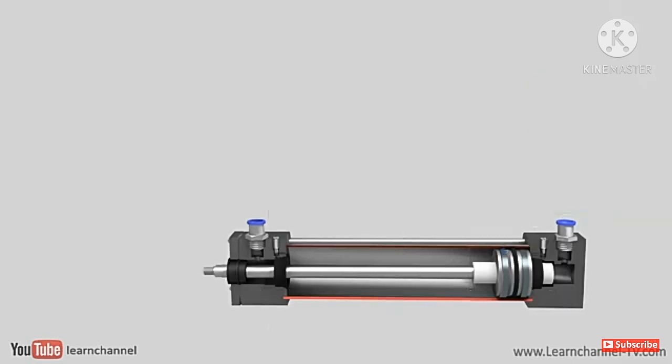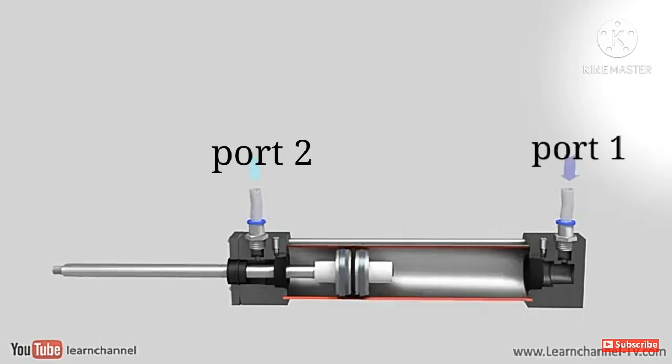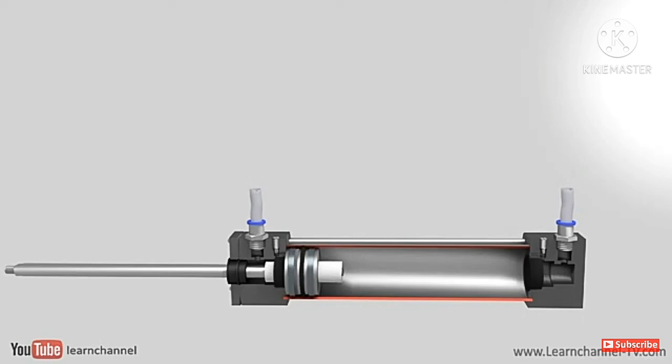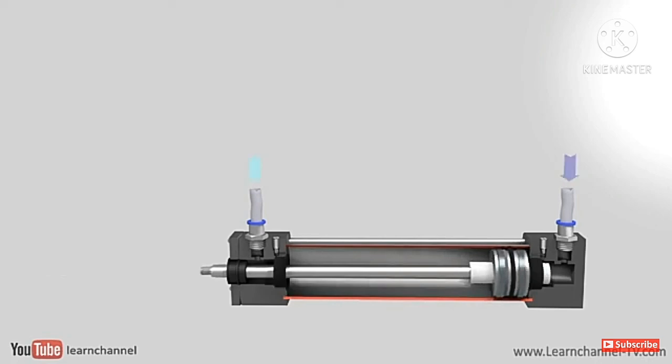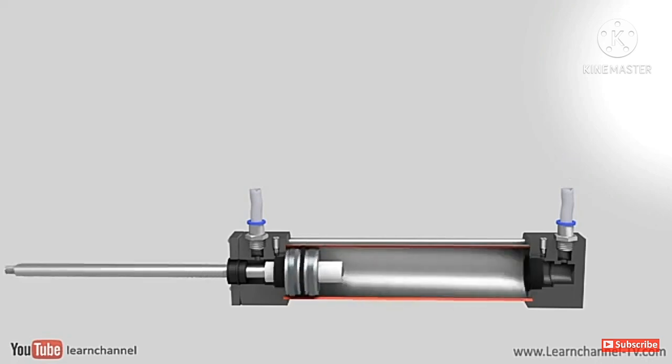The double acting cylinder doesn't have a spring, but it has two ports to operate. When compressed air enters port 1, it will push the piston and make the piston extend. If the compressed air enters the cylinder through port number 2, it will push the piston to retract.